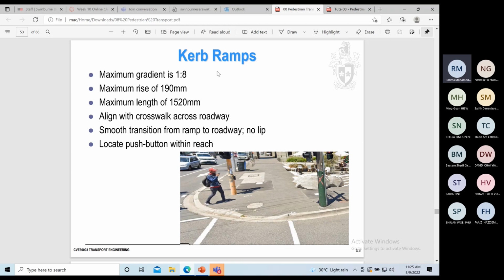and maximum rise should be 190 millimeter. Then the maximum length should be 1520 millimeter. And then they should align with the crosswalk across the roadway, and they should have a smooth transition. There shouldn't be any lip. And you should locate a push button within reach.